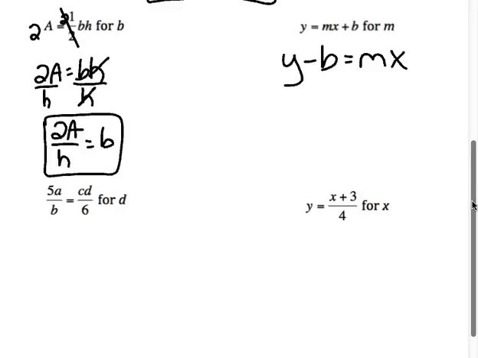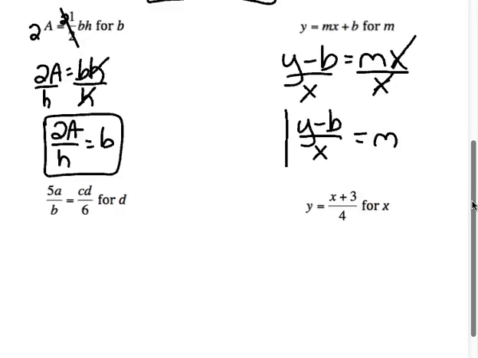Now that I've done that, to get m by itself, well, the x is multiplying it, so to undo that, I'm going to divide by the x. And now I have that equation that is solved for m.